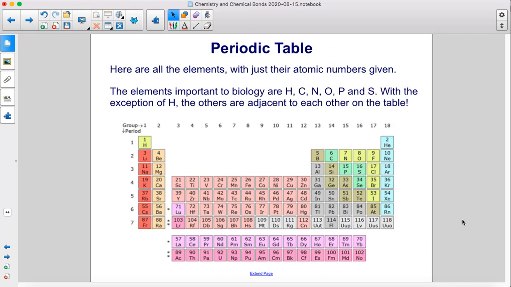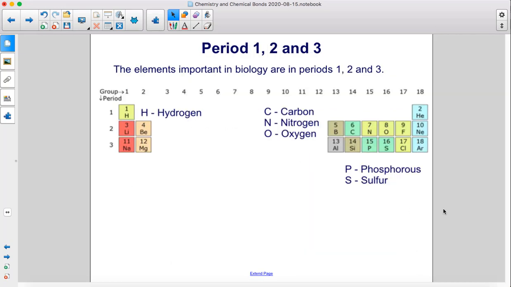Here are all the elements, with just their atomic numbers given. The elements important to biology are hydrogen, carbon, nitrogen, oxygen, phosphorus, and sulfur. With the exception of hydrogen, the others are adjacent to each other on the table. The elements important in biology are in periods 1, 2, and 3.